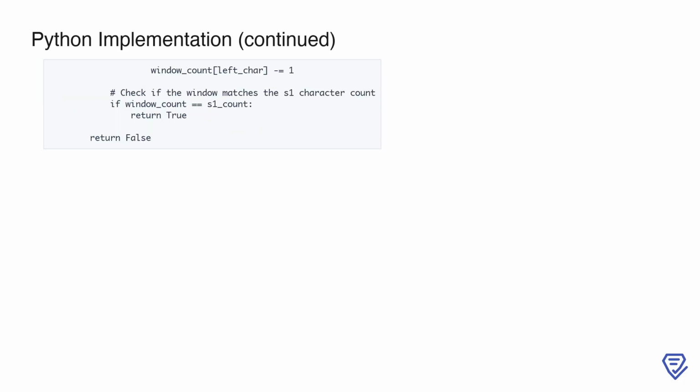Once the sliding window is properly adjusted, we compare the current window's character count with the reference count from S1. If they match, it means the current window contains a permutation of S1, so we return true. If the loop completes without finding any matches, we return false, indicating that no permutation of S1 exists within S2. This approach ensures that we efficiently check all possible windows in S2 while maintaining a sliding window of optimal size, making the function both concise and performant.